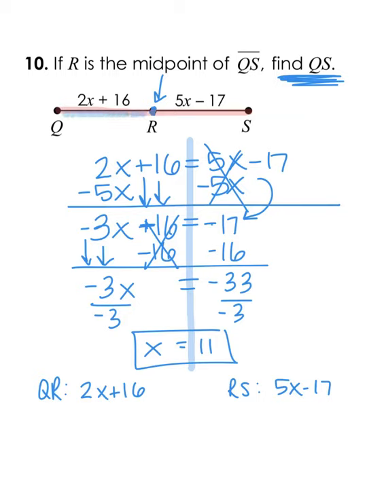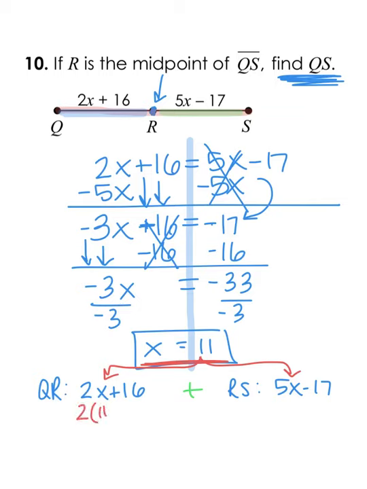So this is one segment, and then RS is the other. If I find both of them, then at the end I can just add them together and I'll get my total. So let me just go back to my color I have here. I know that x is 11, so I'm going to substitute 11 in for x in both of my expressions in order to solve those.